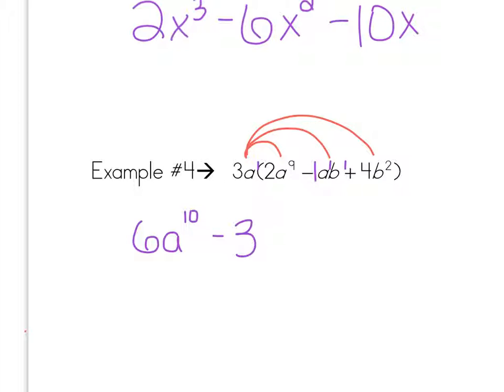It seems a little tricky, but it's really not. I have a's, so I'm going to group them together. A to the first times a to the first is a to the second power. 1 plus 1 is 2. And I don't have any b's, so it just comes along for the ride and attaches to that term. Then lastly, 3 times 4 is 12. I don't have any a's, so I will write that. And I don't have any b's to group, so I'm just going to write that. And there's my final answer.